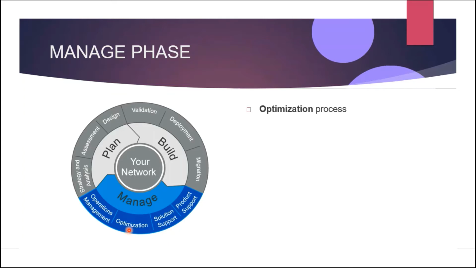Next would be the optimization process. The optimization process helps you optimize your network, infrastructure, and applications. And operational management processes. The operations management process simplifies network and IT operation with proactive monitoring and management of your network.